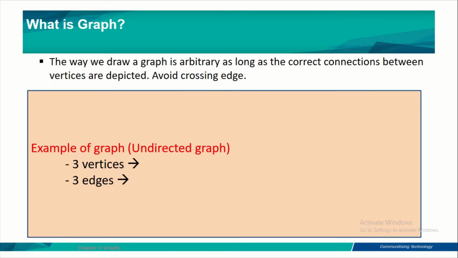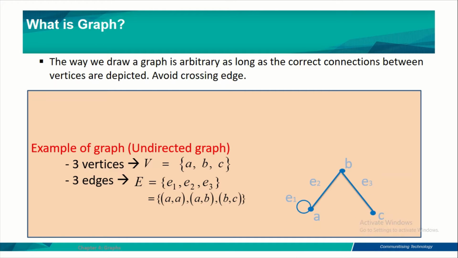This is an example of an undirected graph. Let's say we have 3 points here, point A, point B, and point C. So we can write the set of our vertices as V equal to {A, B, C} in curly brackets. We connect the 3 points with edges. Let's say we name them E1, E2, and E3.